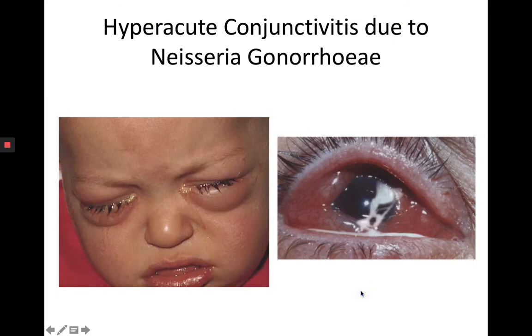This is a case of hyperacute conjunctivitis due to Neisseria gonorrhoeae. The baby on the left started having bilateral purulent discharge 3 to 5 days after a vaginal delivery. The patient on the right started having copious amounts of purulent discharge that forms quickly after wiping it away, and there's significant conjunctival injection, chemosis, eyelid swelling, globe tenderness, and preauricular lymphadenopathy. Both patients are infected with Neisseria gonorrhoeae, and in the newborn, this is called ophthalmia neonatorum.